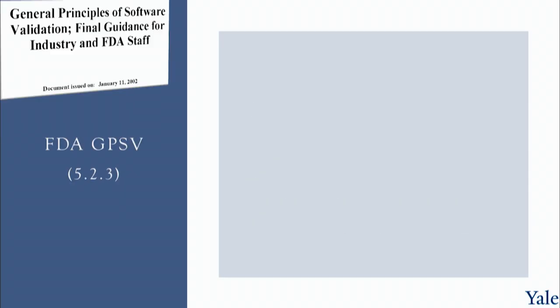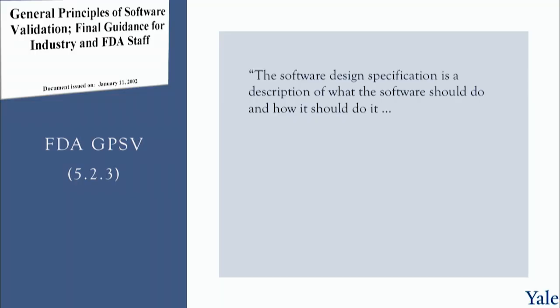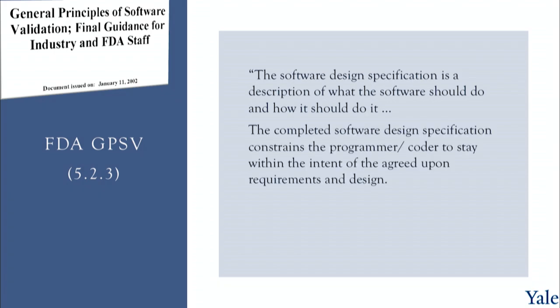The GPSV, section 5.2.3, has some more comments that are useful. The software design specification is a description of what the software should do and how it should do it. The completed software design specification constrains the programmer or coder to stay within the intent of the agreed upon requirements and designs. And this is important. The reason we have these designs is to make sure the programmer does what they're supposed to do, so we don't end up in the game of telephone where they hear one thing and do something else. We give them a plan so they can follow that plan, and it makes life easier.